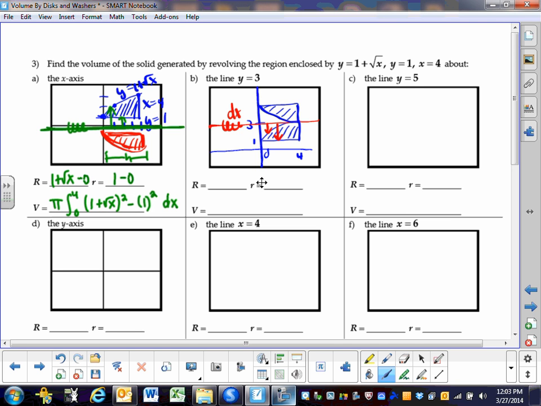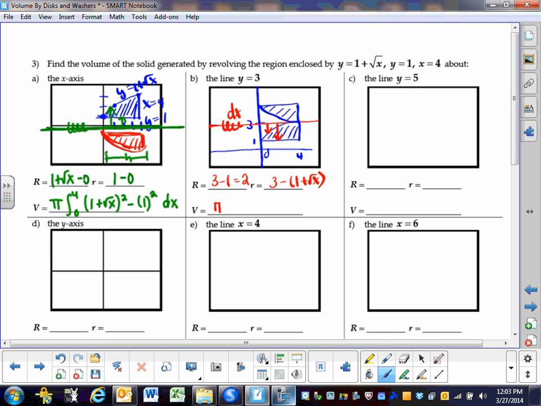So the inside radius is the difference between 3 and the curve 1 plus root x. So notice I put the parentheses because you have to subtract the entire curve. It's 3 minus all of the curve 1 plus root x. And the outside radius is 3 minus 1, which is 2.